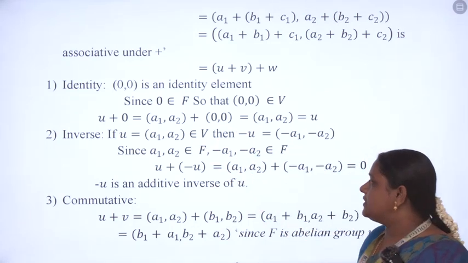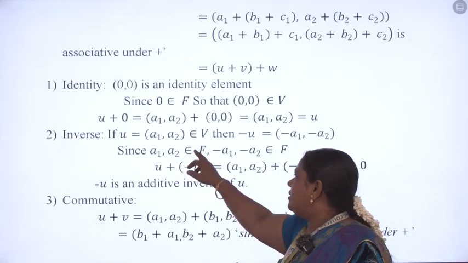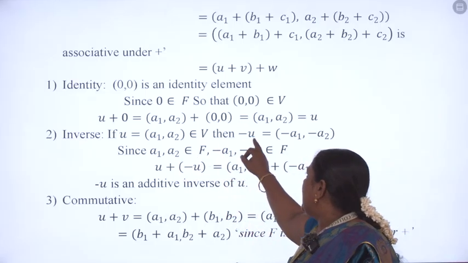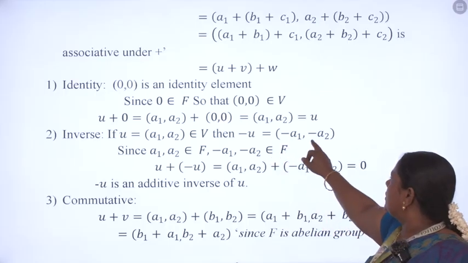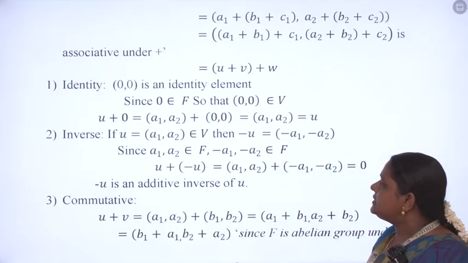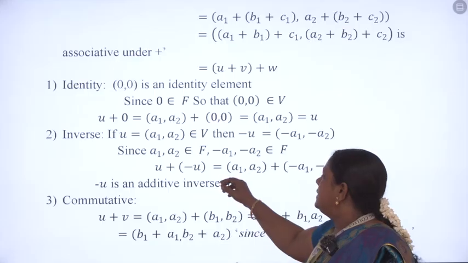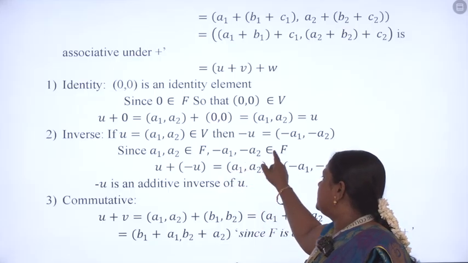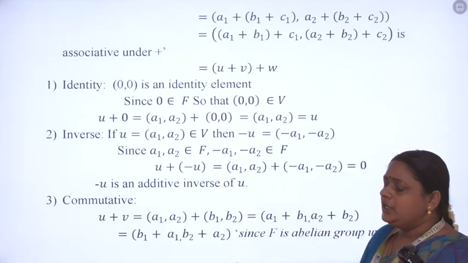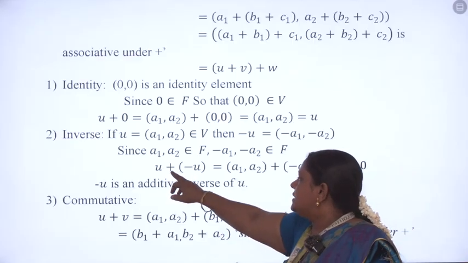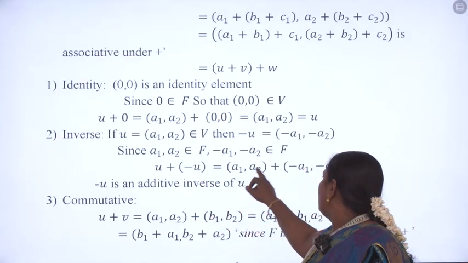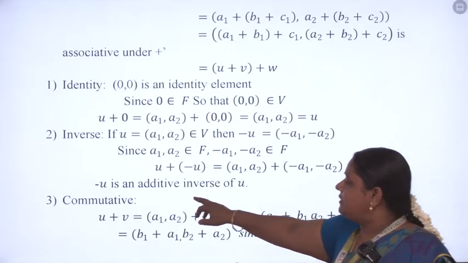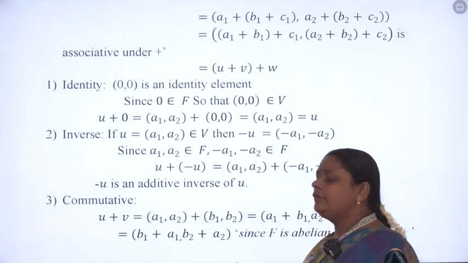Next one is inverse. If u is equal to (a1, a2) belongs to V, then minus u is nothing but (-a1, -a2). Since (a1, a2) belongs to F, similarly (-a1, -a2) also belongs to F. Now we are adding these two, that is u plus minus u, we will get 0. So we can say that minus u is an additive inverse of u.